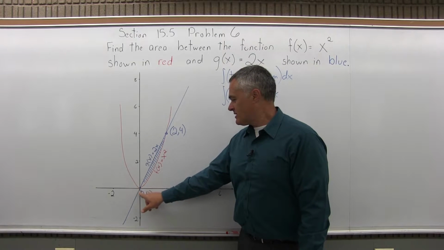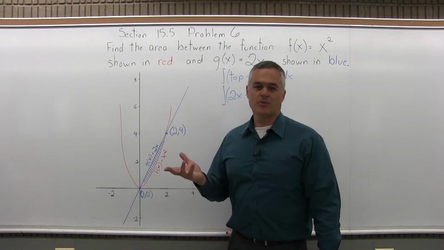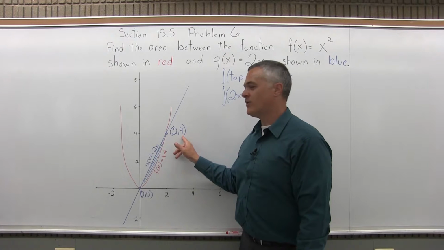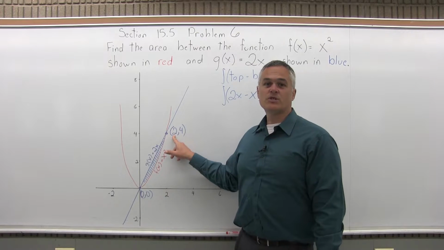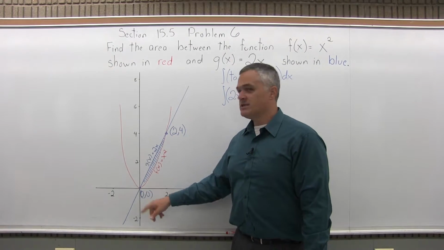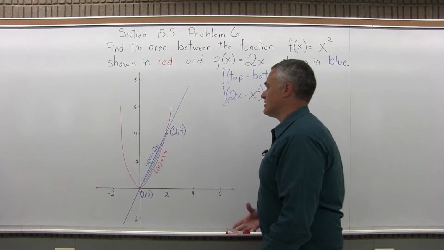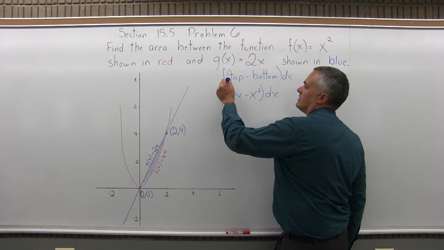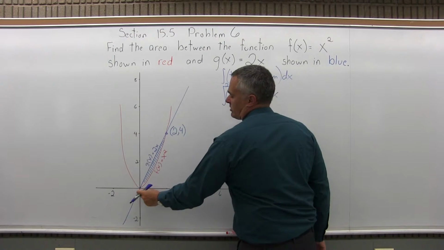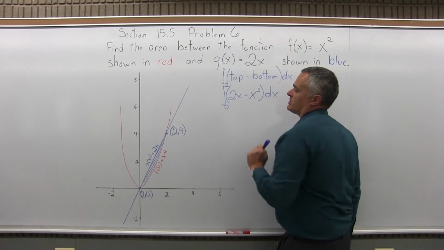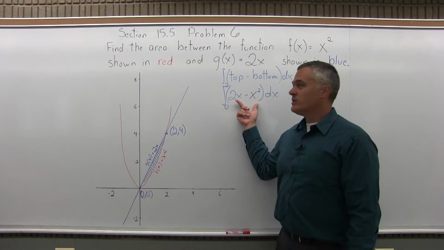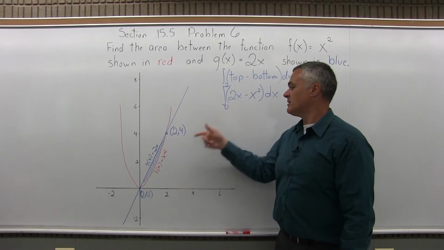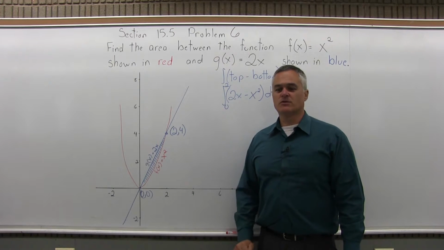For the other point of intersection, the 0, 0, if you swap them, you won't get into trouble. But with the 2, 4, if you swap them, you'll get the wrong answer. So one limit of integration is the 2, and the other is the 0. The larger of those two values, the 2, is the upper limit of integration, and the smaller, the 0, is the lower limit of integration. So by finding the definite integral of 2x minus x squared dx between 2 and 0, we'll find the area trapped between those two graphs.